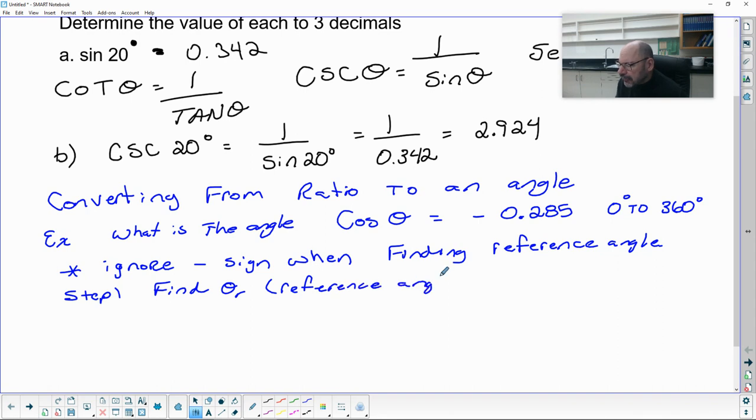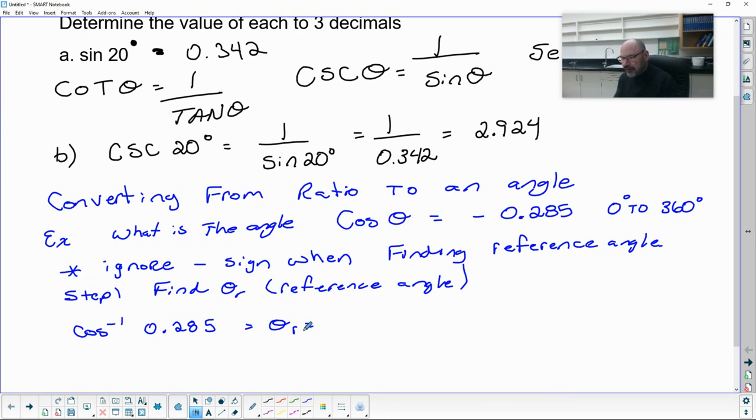Okay, so take your calculator out, go inverse cosine of 0.285 without the negative. And that's going to equal our reference angle. That's not going to give us our angle, that's going to give us our reference angle for each quadrant that's negative.